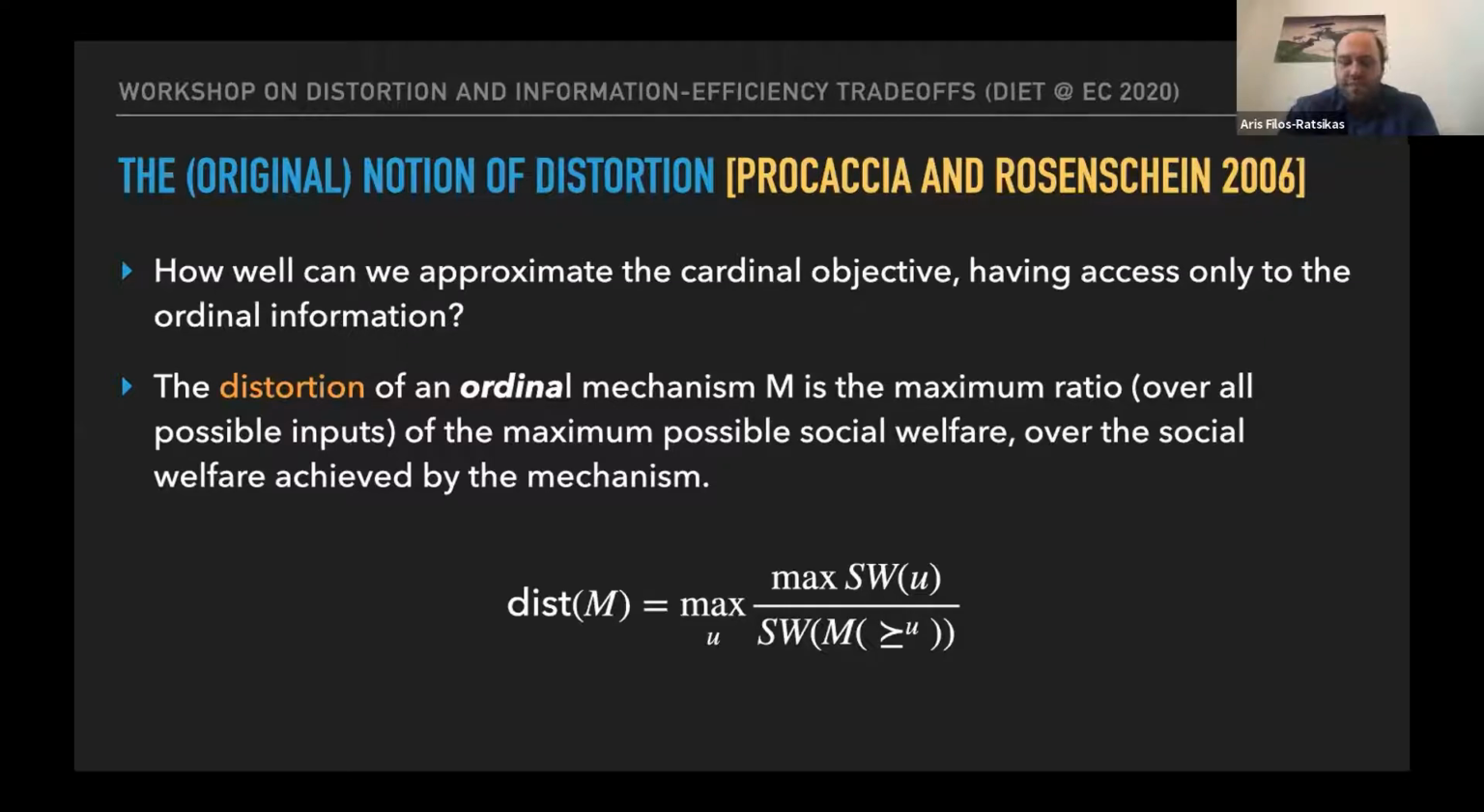So here I have included a semi-formal definition of the distortion. The distortion of an ordinal mechanism is the maximum ratio, where the maximum is taken over possible inputs, of the maximum possible social welfare over the social welfare which is achieved by the mechanism. And here I have to clarify that when I say over possible inputs, I mean inputs to the problem and not inputs to the mechanism. As you can see in this fraction, in the numerator, we have the social welfare of u. So u is actually the profile of numerical values. So this is the cardinal information. Whereas if we look at the denominator, the input to the mechanism is just the preference orderings which are induced by this cardinal profile. So this is the thing in the parentheses there. So the optimal and the mechanism have a different input, and this is the challenge here.